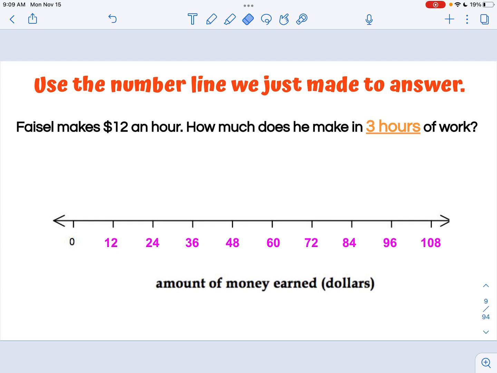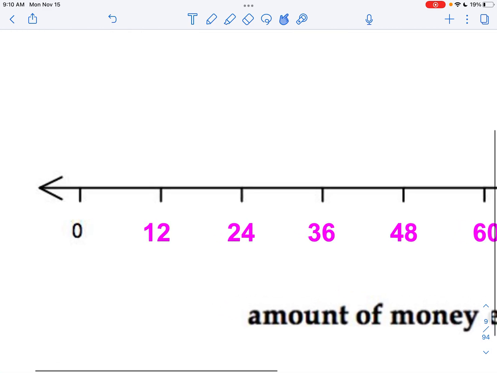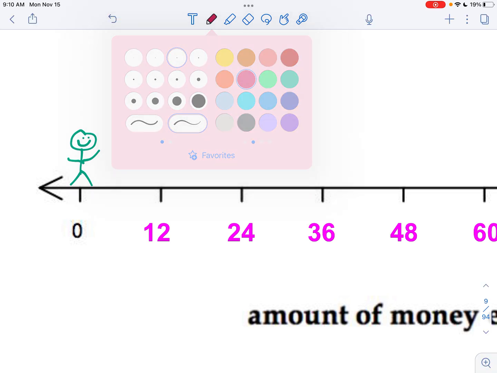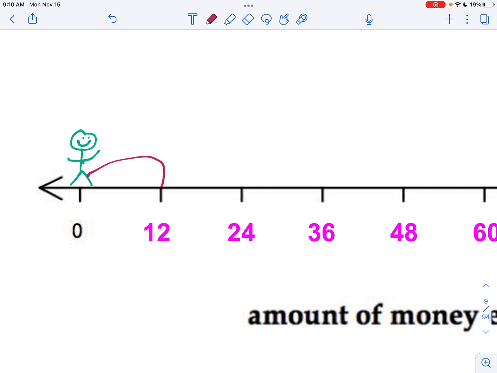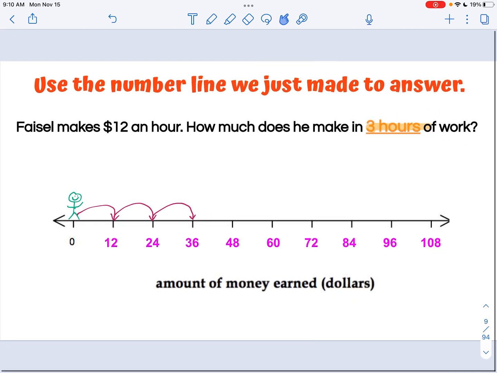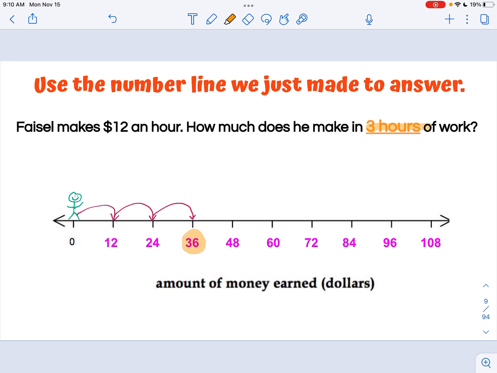Now I'm going to use this number line to show how much he makes in 3 hours of work. So I'm going to zoom in, all right? I'm going to put Faisal on this number line. Here he is. Happy to be at work, Faisal. We're going to show 3 hours worth of work. Here's 1 hour, 1 jump, 2 hours, 3 hours. This shows 3 hours worth of work, which is $36. And remember, that was the same as the times problem that we did before.